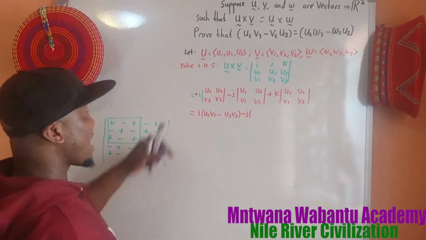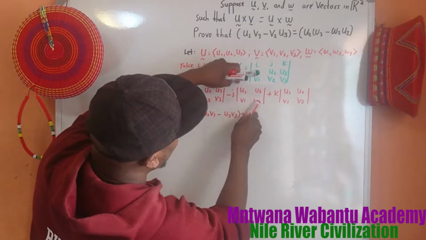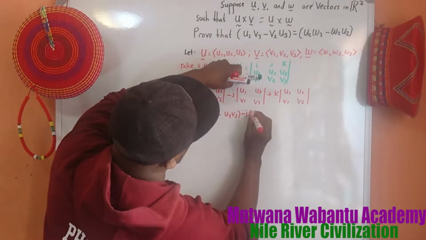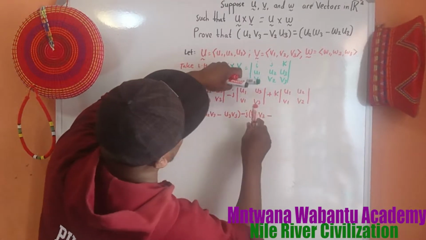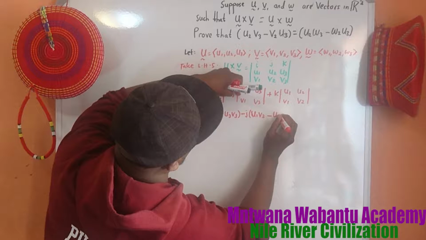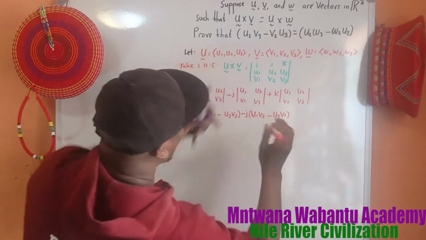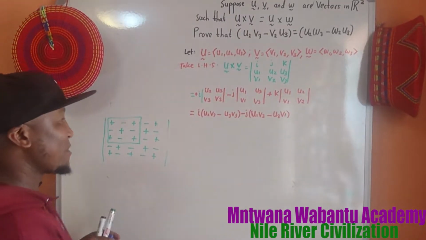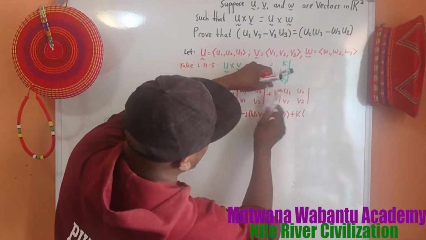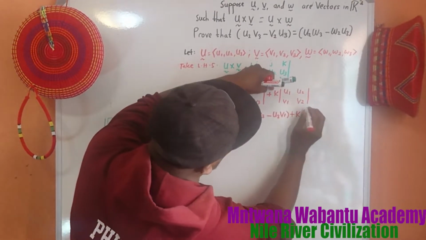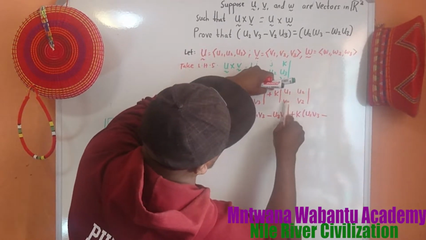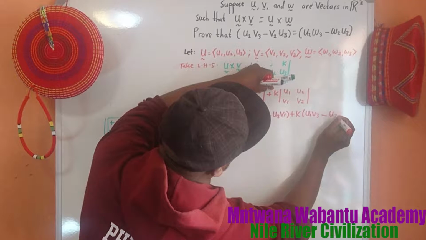Now we come here and do the same again. U1 multiplied by V3 is going to be U1 V3. Then we minus V1 times U3, which is going to be U3 V1. I'm trying to go alphabetical, but you can do either way. So it's going to be plus, that's the last one. This is going to be our K, which is this one. So we multiply U1 times V2, which is U1 V2, minus V1 and U2, which is U2 V1.